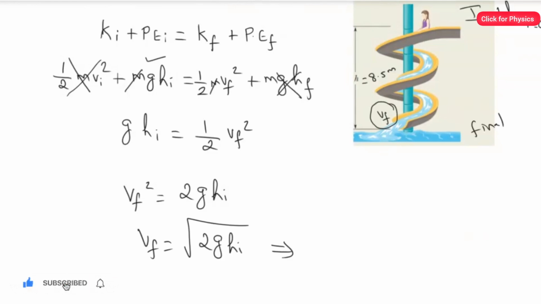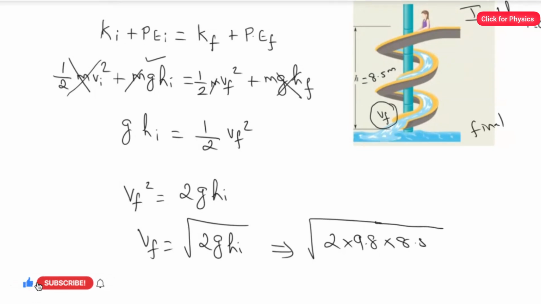Now I'm going to substitute the values here. 2 multiplied by 9.8, and the height from the water surface to the child, the initial height, is 8.5. So for hi, I substitute the value 8.5. Now let's see what the answer is. I have to find 2 multiplied by 9.8 multiplied by 8.5, and I got the answer here.